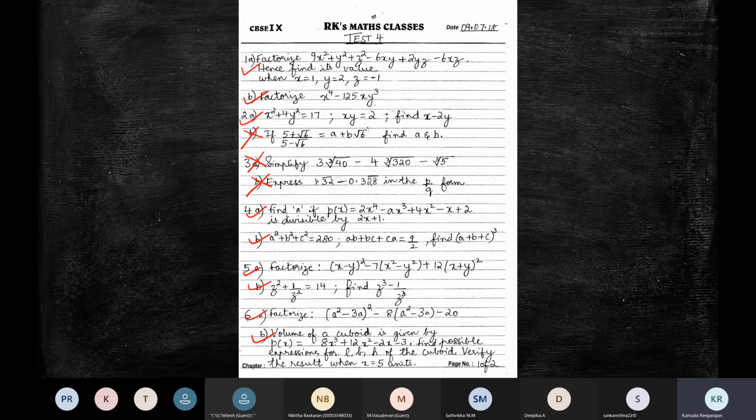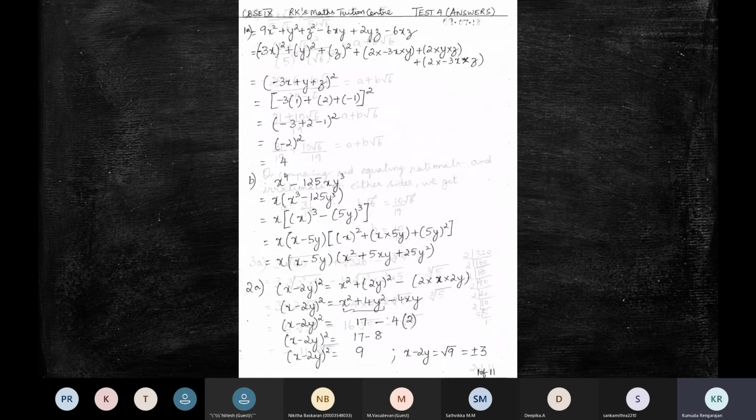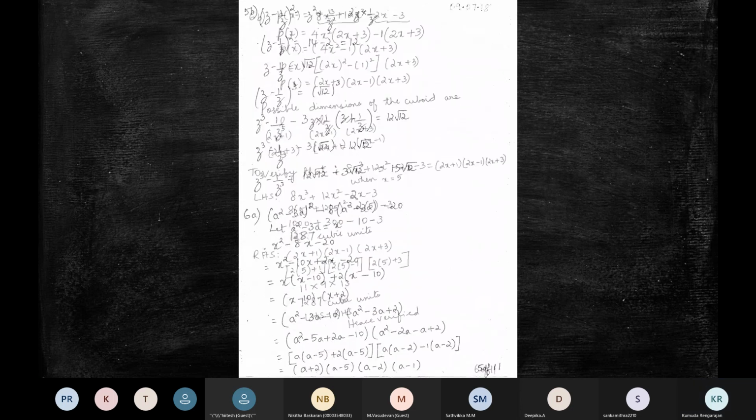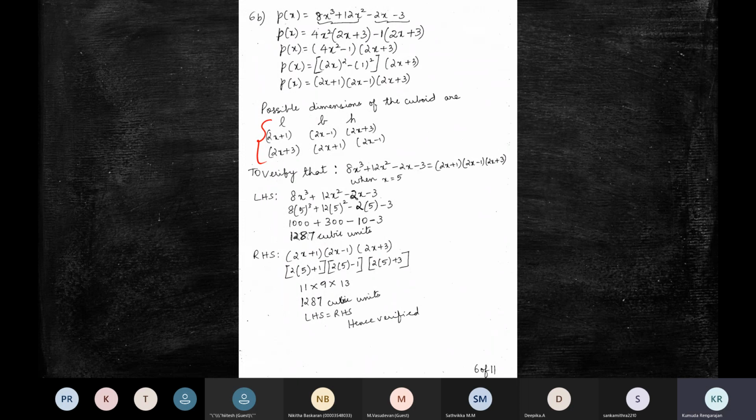Now we need to verify the result. Whatever result we've got, we need to verify it when x is equal to 5 units. Verify means you should check if the LHS is equal to the RHS. That's what verification means. There is some LHS, there is some RHS. You need to fix that value for x in the LHS and RHS and see that you get the same answer. Verification is working one thing, working another thing, and then showing that both the answers are the same.